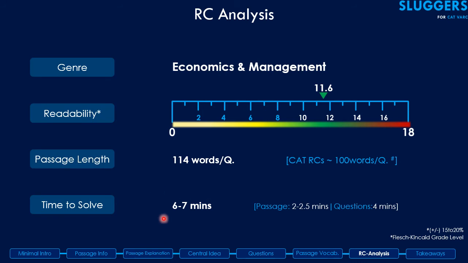This is the time you should aim for, so that by the time you appear for CAT, you have developed your comprehension and problem solving skills to such an extent that you are able to solve a passage of this genre, this readability level and this length in just 6 to 7 minutes, right? I would allot 2 to 2.5 minutes to reading the passage, and 4 minutes to answering questions. So you know how much time you may have taken for reading the passage and answering the questions, and you can plan your corrective steps accordingly.